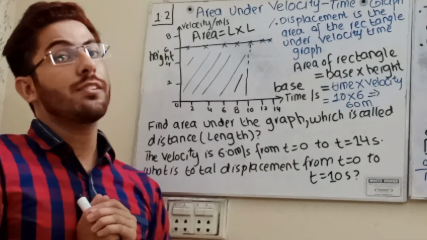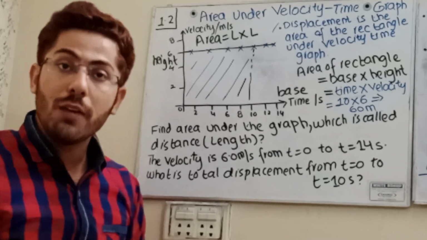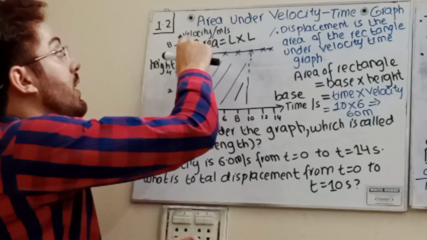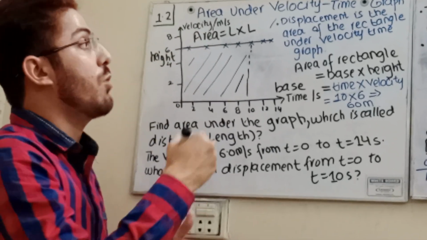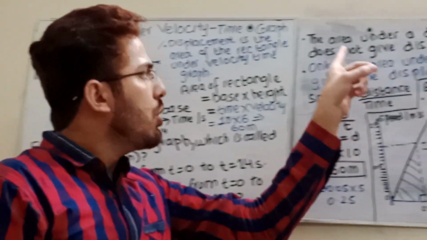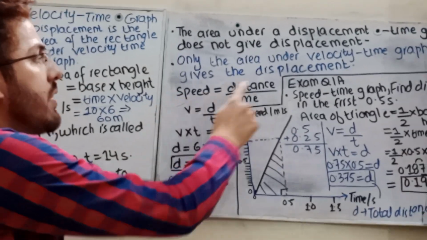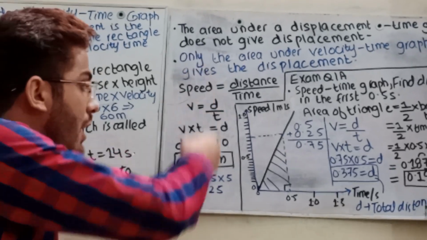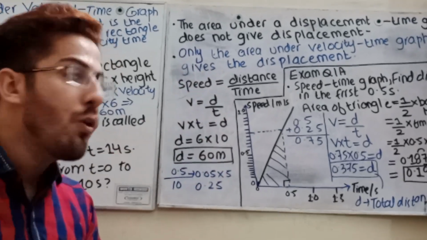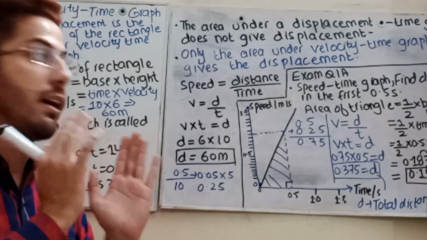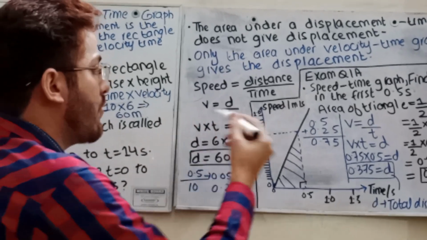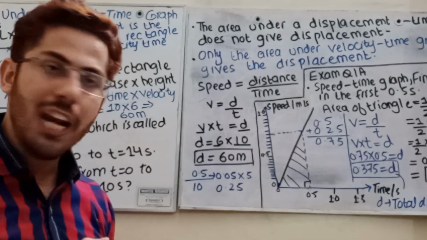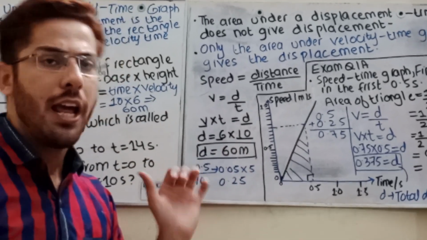But students are confused: we also have the formula of speed or velocity, so can we apply that? Remember, speed is equal to distance upon time. If you apply this formula, with velocity 6 and time 10, we get the same answer, 60 meters and 60 meters.